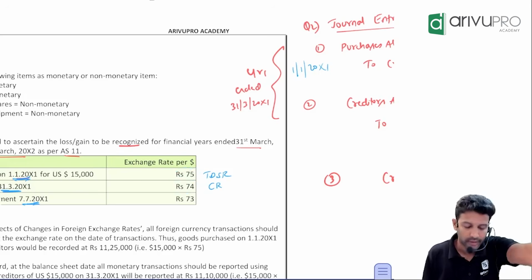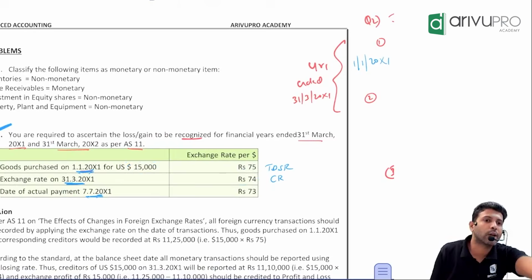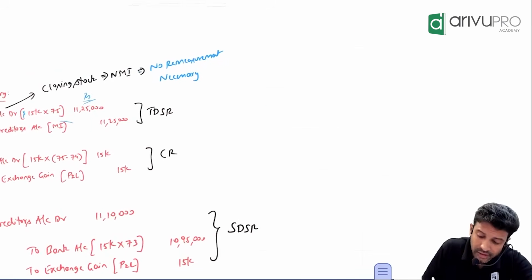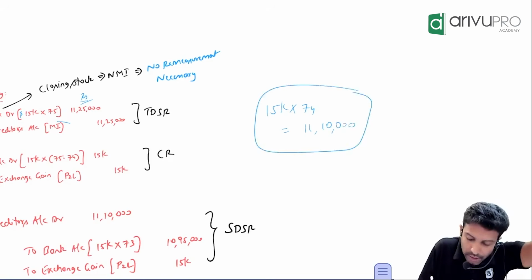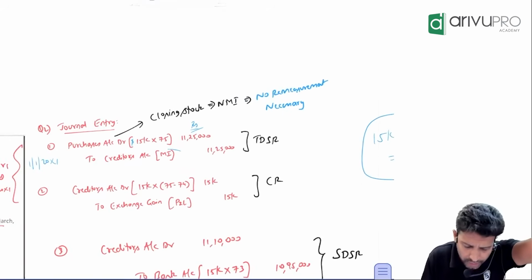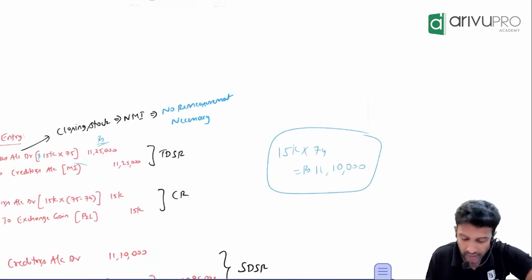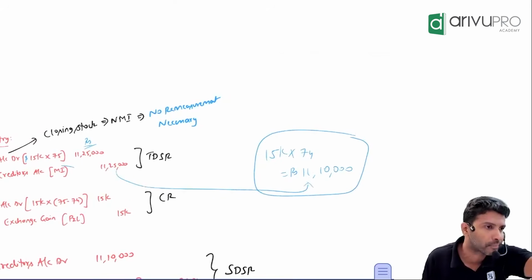Take a calculator. Convert 15,000 into 74. How much are you getting? 15,000 into 74, you are getting 11 lakh 10,000. Correct? So creditors should appear in your balance sheet at rupees 11 lakh 10,000. But check your creditor balance so far. How much is it? 11 lakh 25,000. From 11 lakh 25,000, you have to make it 11 lakh 10,000.